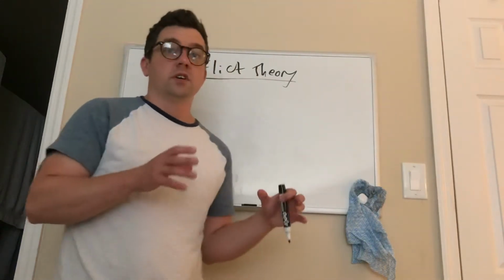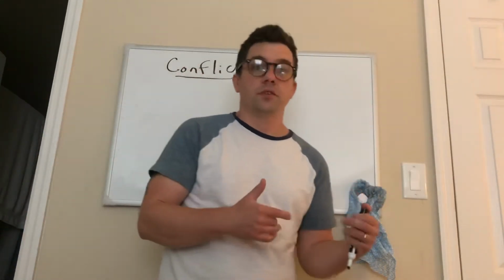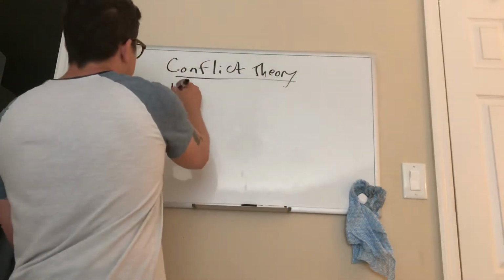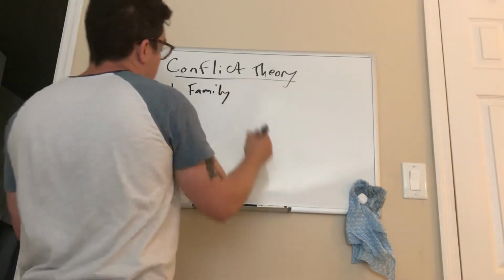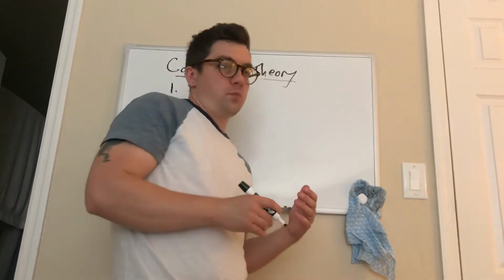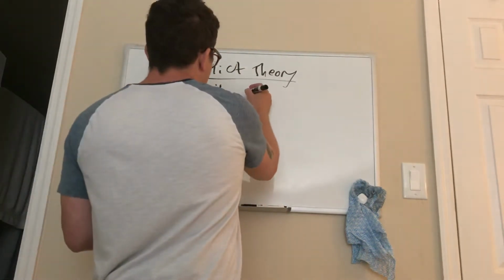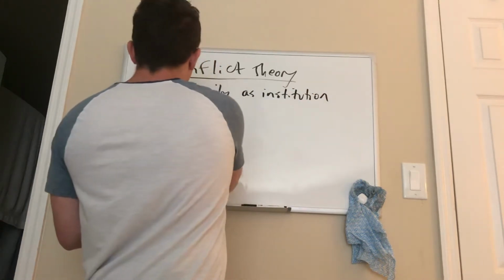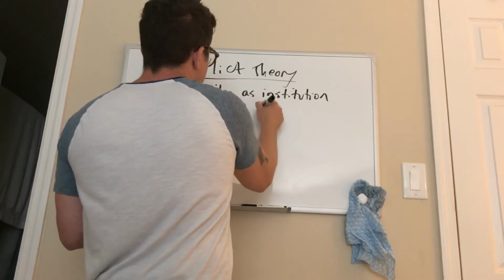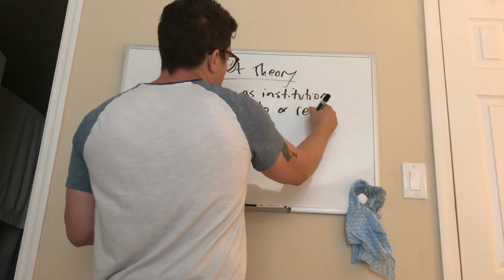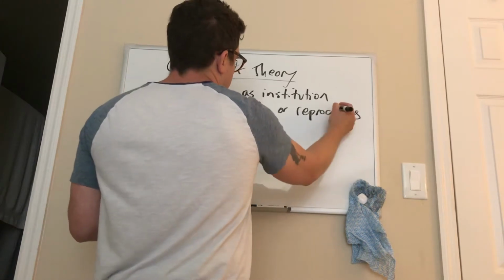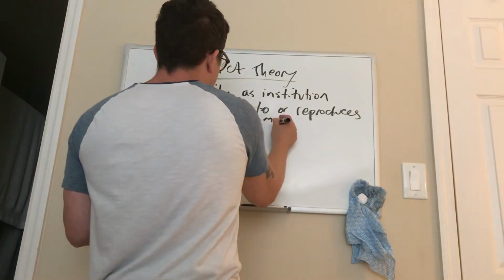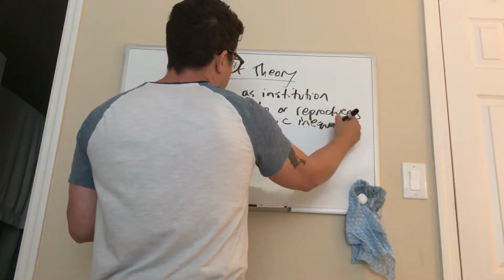Well, this can be true between families, this kind of inequality. It can be true within families. So, first of all, between families, the conflict theorist sees family as an institution that contributes to, or often reproduces, socioeconomic inequality, right?